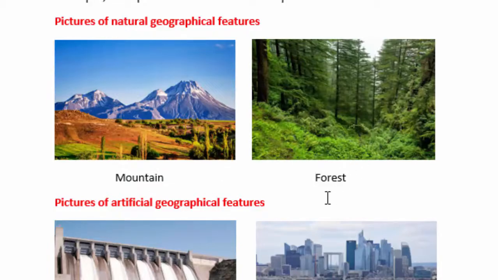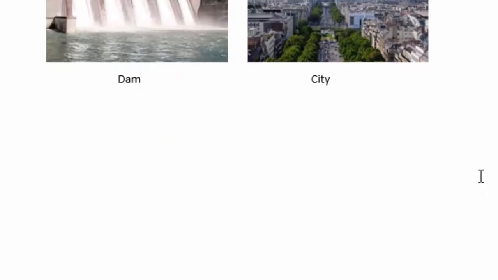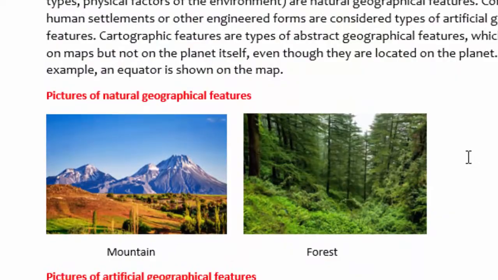Okay, now another one down here, and write a dam. A dam is a geographical feature, but it is not natural, it is man-made. Then here cities are also built by people. So finally I have a complete document.